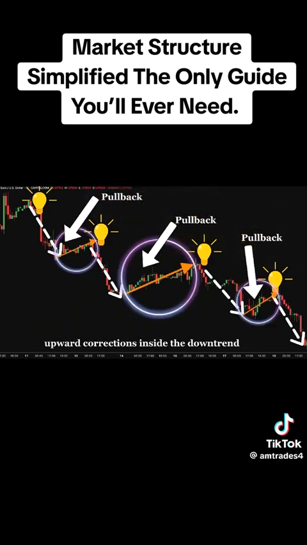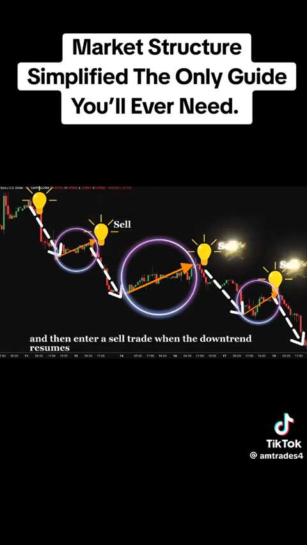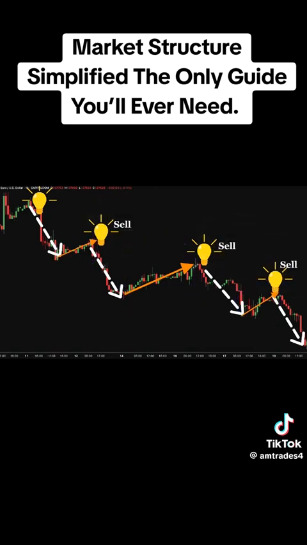These are temporary upward corrections inside the downtrend, but smart traders know better. They wait for the pullback to end and then enter a sell trade when the downtrend resumes. Important note, don't get fooled by the pullback. It's not a trend change. It's a setup for your next sell opportunity.